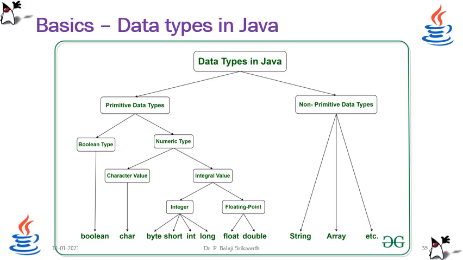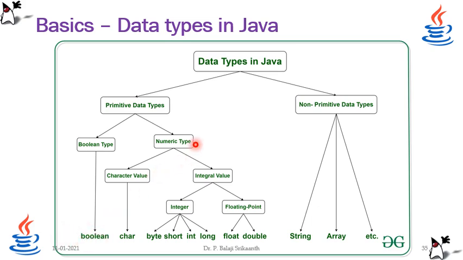This slide gives the classification of the data types in Java. Data types in Java are broadly classified into primitive data types and non-primitive data types. These non-primitive data types are divided into string, array, and other user-defined data types. Whereas primitive data types are again subdivided into Boolean type and numeric type. Boolean type has only one subtype, Boolean. The values it can take are true or false.